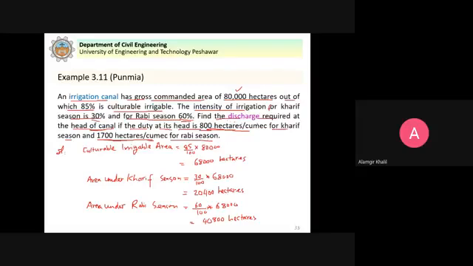So this is how we can find the discharge required at the head of canal if the duty at its head is 800 hectares per cubic for Kharif season and 1700 hectares per cubic for Rabi season.